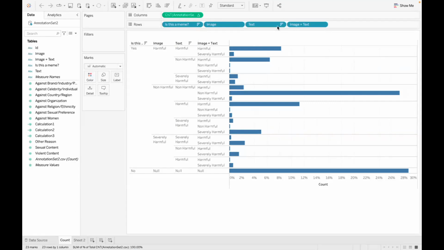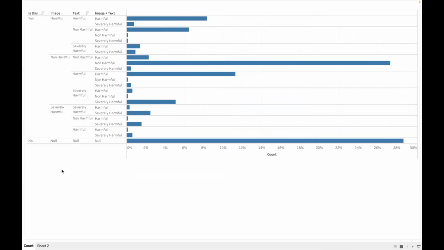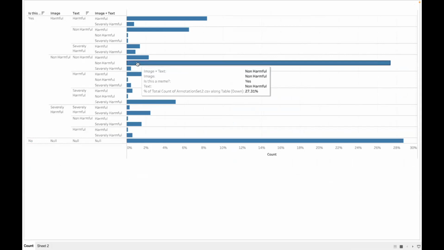Here we can see that around 28.70% of the images were not memes, and the rest, 71%, were memes. We can go to any particular set of features and see what the percentage was in the data set. Here we can see those images where the image was not harmful, the text was not harmful, and image plus text was not harmful. We have 27.31 percent of such data points.